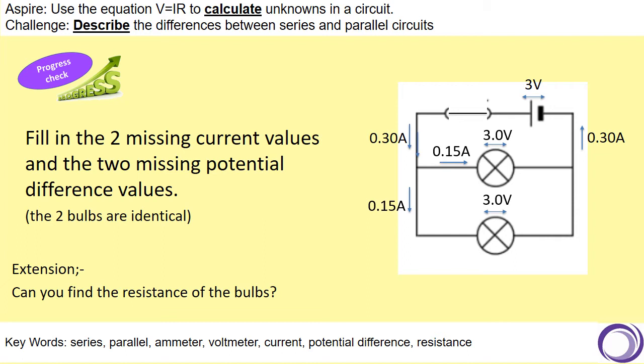If you manage to do the extension, calculating the resistance, just pick one of the bulbs, and then what I want you to do is to use the values for that bulb. So if we pick the top branch, it doesn't really matter, same for both. We've got 3 volts potential difference across it, so V equals 3. The current flowing through it is 0.15 amps. So the resistance is volts divided by amps, 3 divided by 0.15, which will give you 20 ohms. So both the bulbs in that circuit have got a resistance of 20 ohms. Amazing if you got that right. Well done.